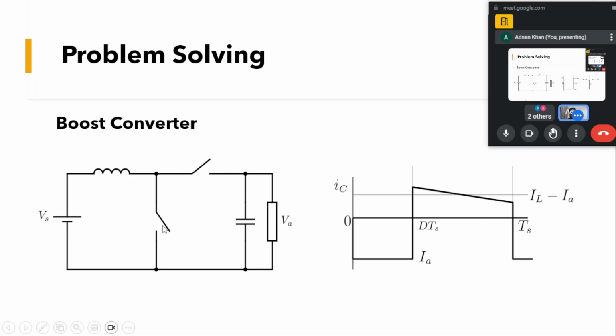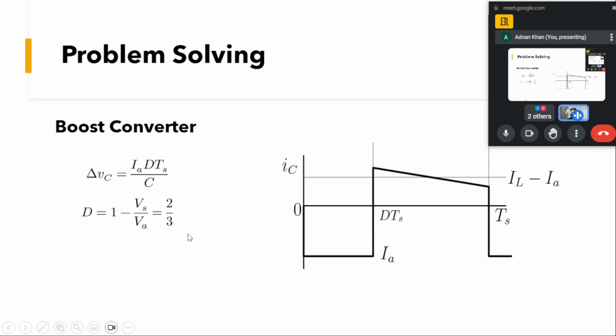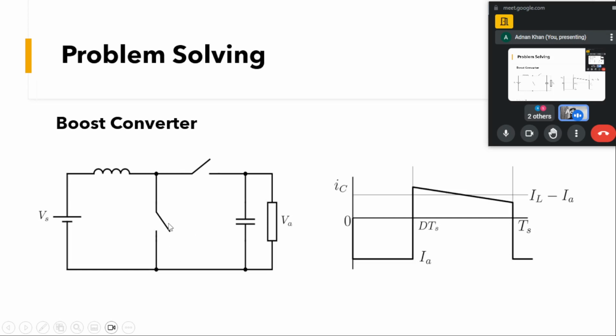Now at DTs, when this switch is turned off and the other switch is turned on, the voltage across the inductor will be Vs minus Vout. The current through the capacitor will be whatever current flows through the inductor, IL. If you apply KCL here, the current through the capacitor will be IL minus Io.